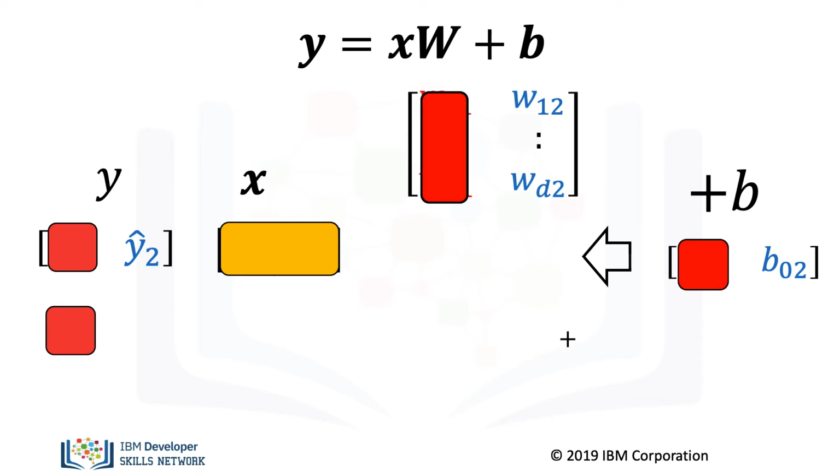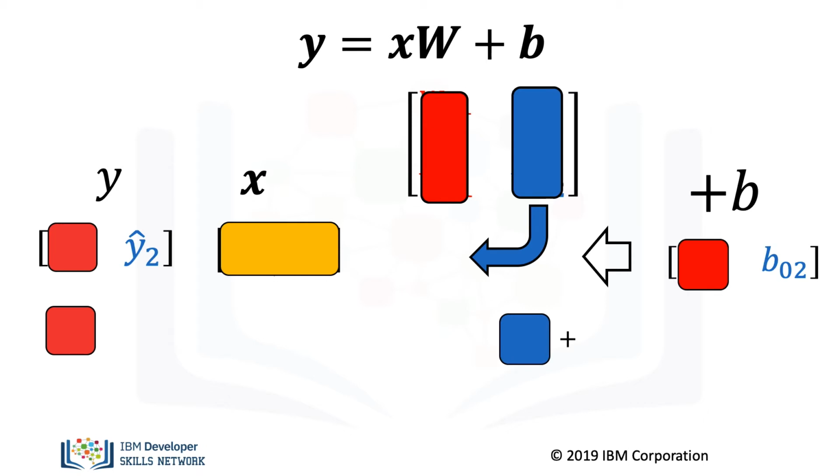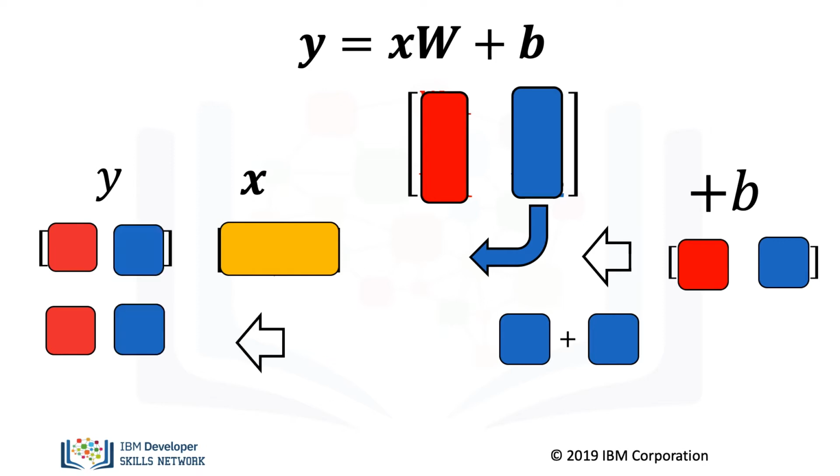We will represent the second column of the matrix in blue. We perform the dot product of x and the second column. We get a scalar value. We represent the bias term of the second linear function in blue. We add that value to the result of the dot product. We get the output of the second equation.